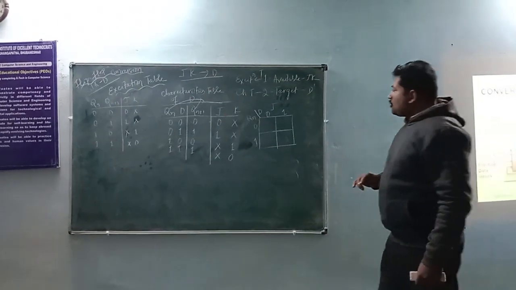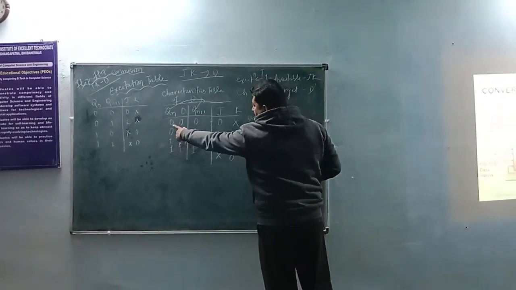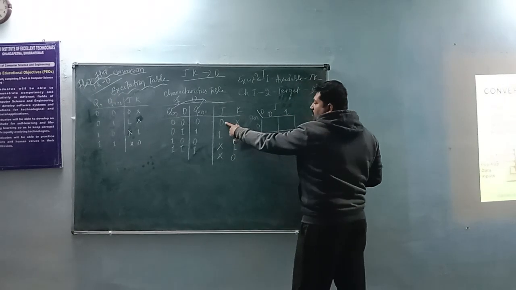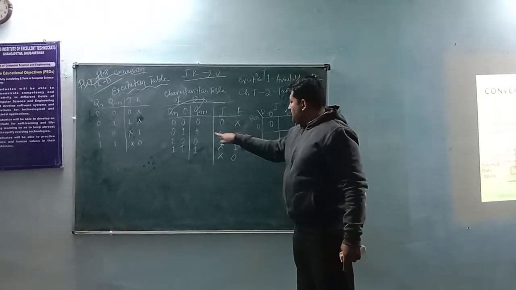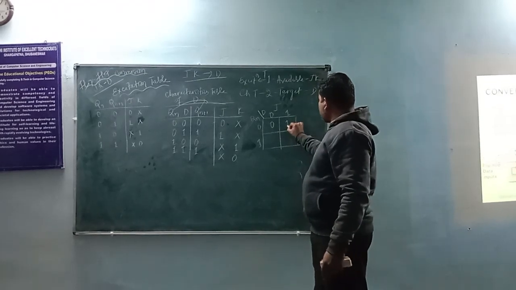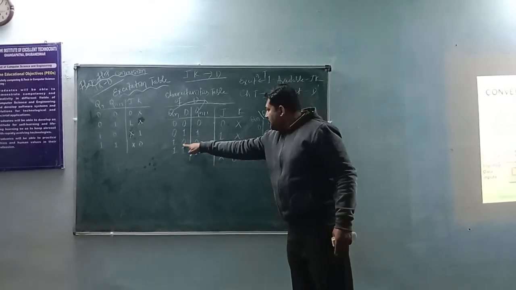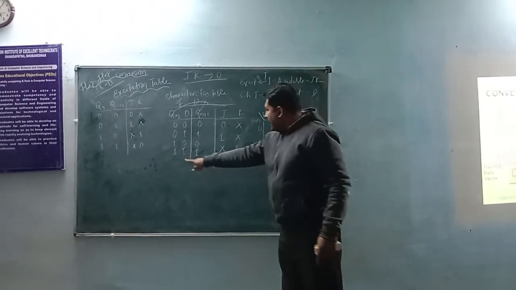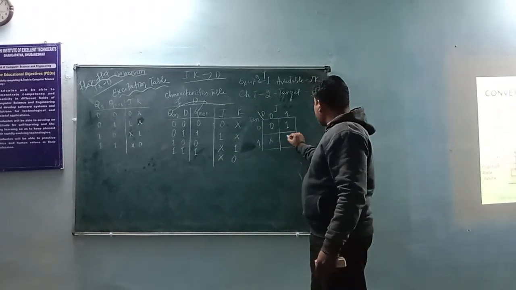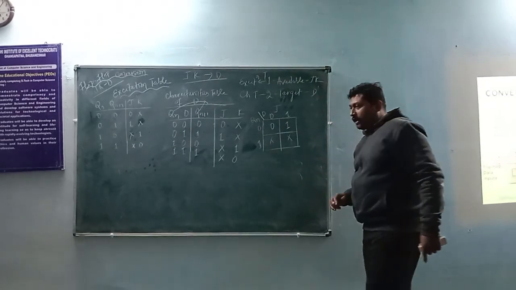This one is the K map. So when I am mapping the K map, you can see that 0 0 is going to give the value of J as 0. So this one is 0. 0 1 is going to give the value as 1. So this one is 1. 1 0 is going to give a value of don't care. Again 1 1 is also giving the value of don't care. So this one is also don't care.